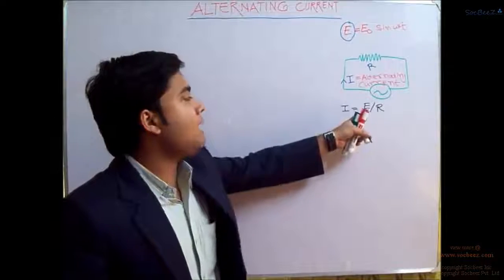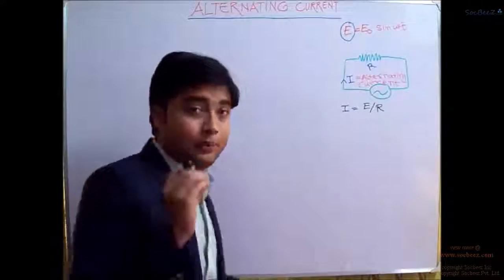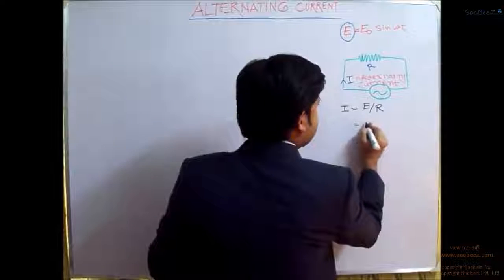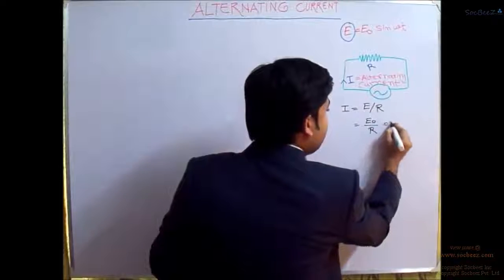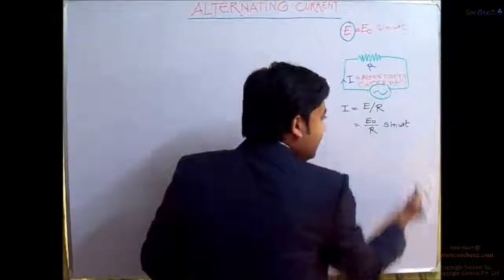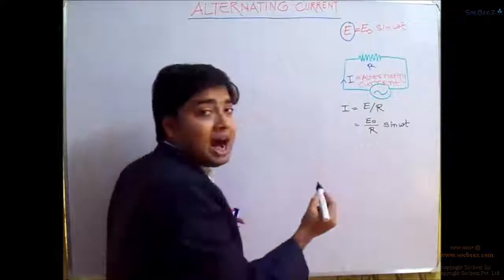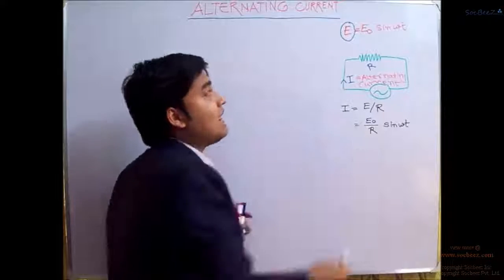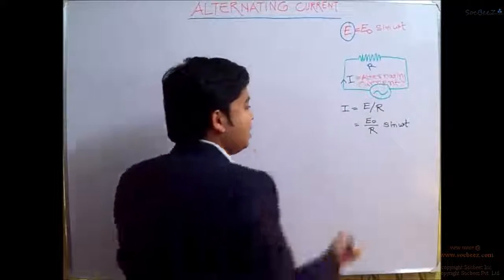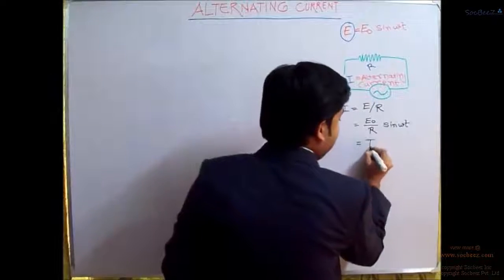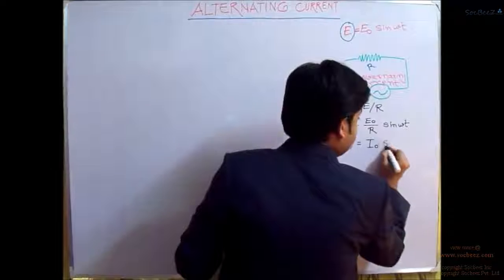Now, if we replace the value of this alternating EMF with this equation, we get I equals E naught divided by R multiplied by sine omega t. Right? And this E naught divided by R, the peak value of the alternating EMF divided by the resistance R, comes out to be the peak value of this alternating current.